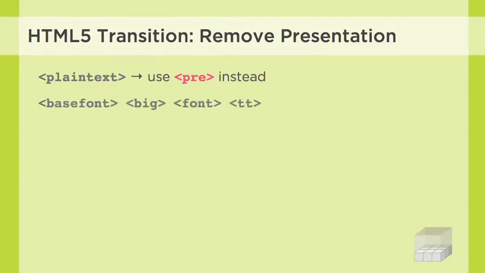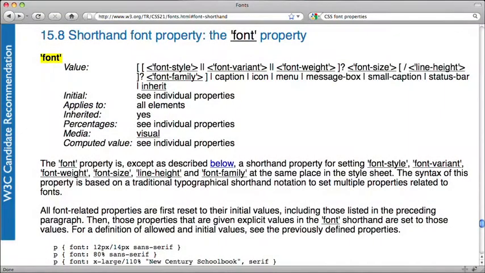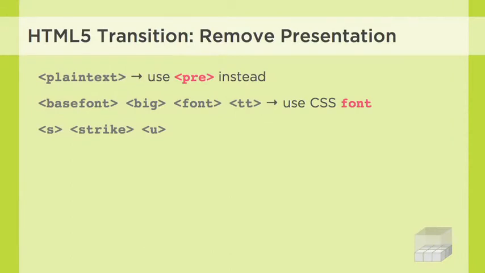Everything to do with fonts, you need to not have in your markup anymore, whether it's basefont, the big tag, the font tag, or the TT tag. You need to drop those and switch instead to just using the CSS font properties. They work much better, they're much more powerful, and they're much more maintainable. You might be wondering, what about the small tag? Well, we'll get to that in a later section. Anything to do with text decorations, strikes, strike-throughs, underlines, all of these are replaced by the CSS text-decoration property.